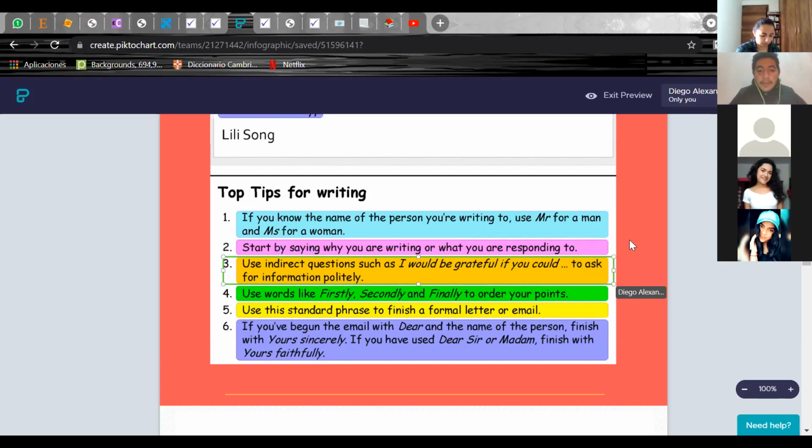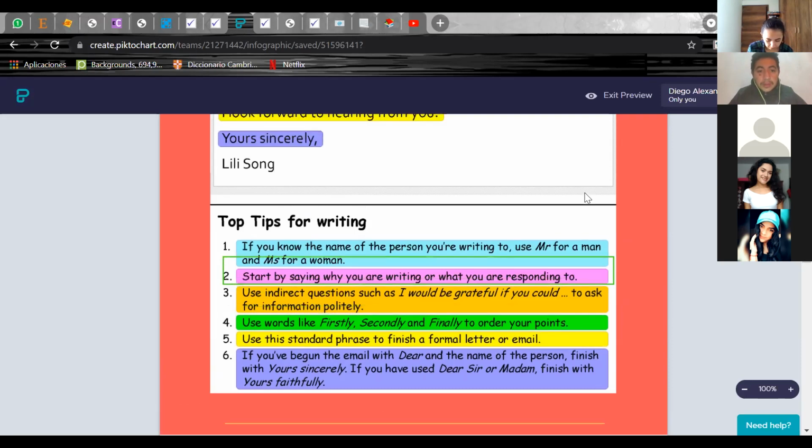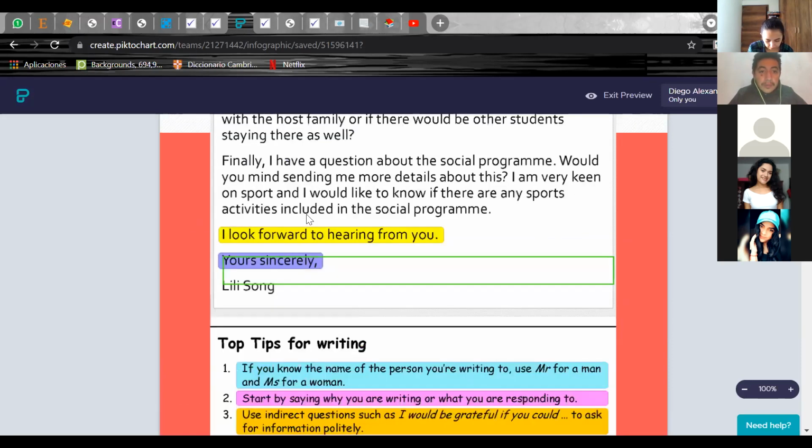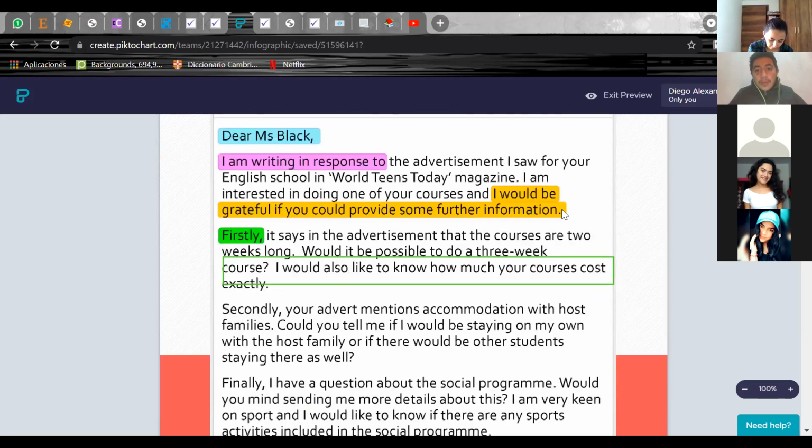Okay, teacher. Use indirect questions such as I will be grateful if you call to ask for information politely. Okay, thank you. So it says that maybe we need to use some indirect questions, and here we have an example. I would be grateful if you to ask for information politely. So in this case, let me see the number three. So I would be grateful if you could provide some further information.